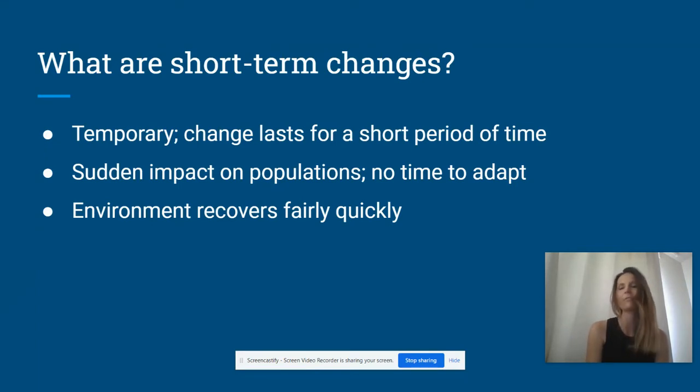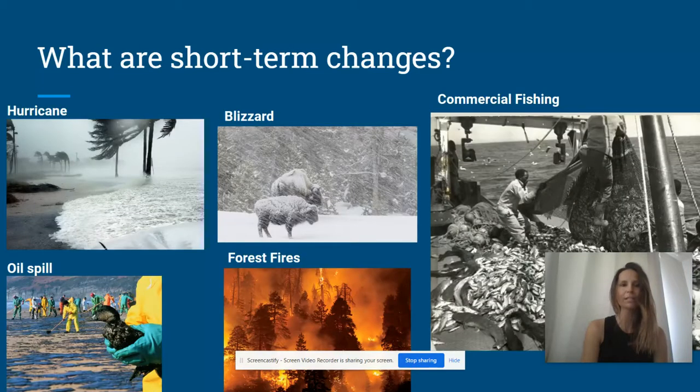However, the environment recovers fairly quickly. So what I mean by quickly, maybe that environment can bounce back within a few months to even like a few decades. Now, I know a few decades may not seem quickly, but in the big scheme of things, a few decades is actually a pretty short amount of time for an environment to bounce back. Let's look at some examples of short-term environmental changes. Here we have hurricanes, blizzard, oil spill, forest fires, commercial fishing.